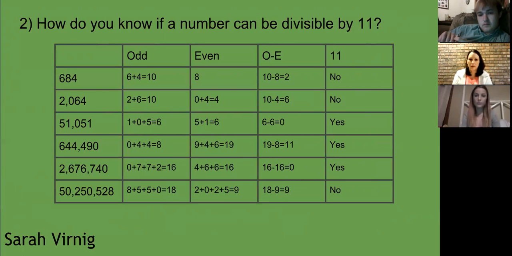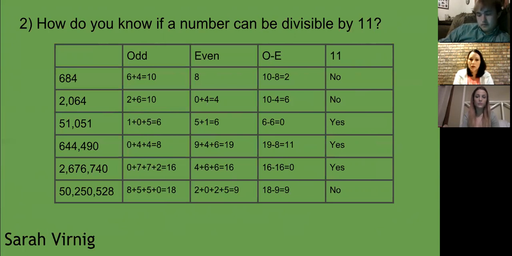If we go down to 644,490, when we break that apart, we get 19 and 8. So when we subtract them, we get 11. So we know that 11 will be divisible in that number.